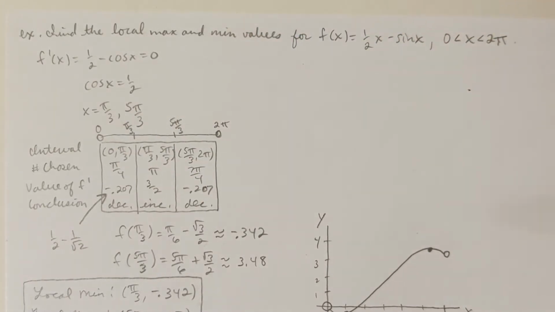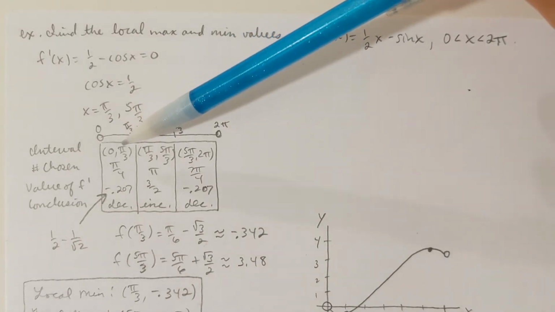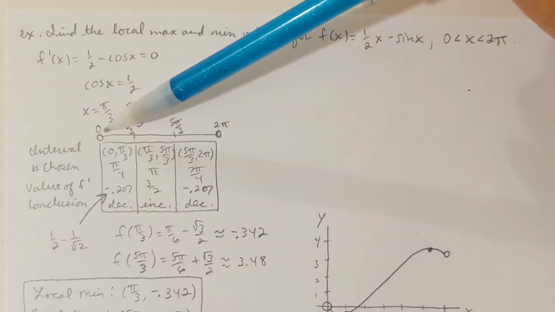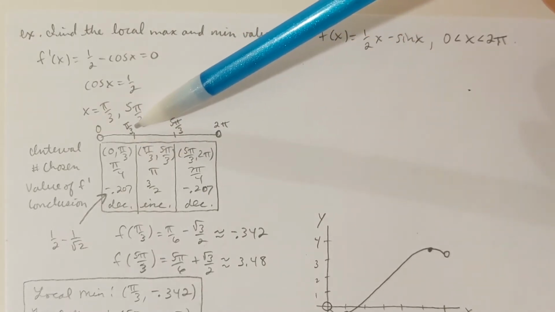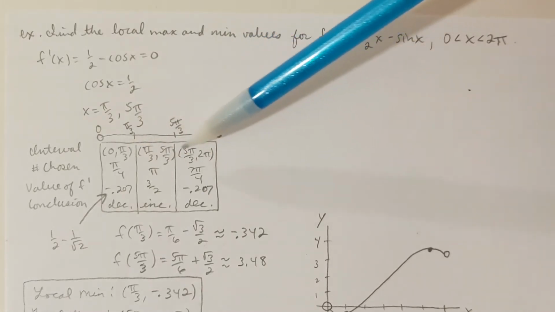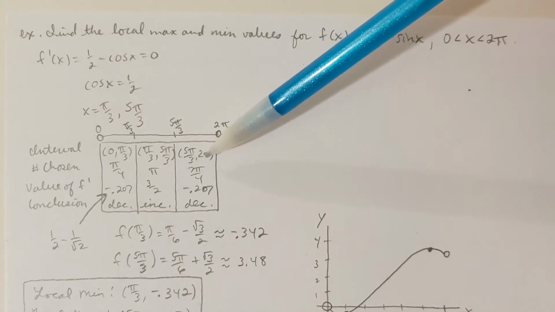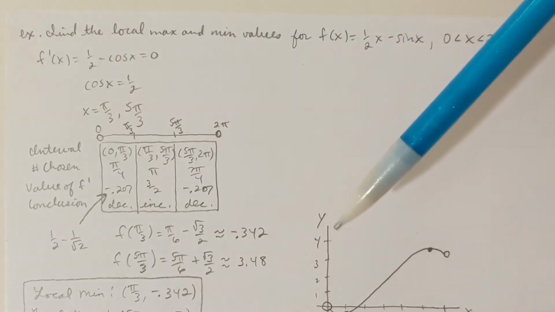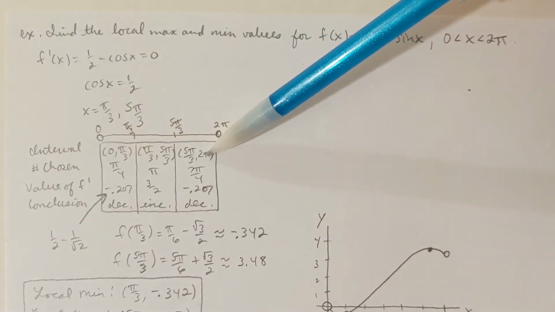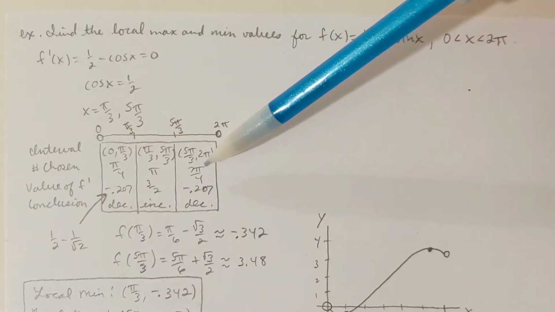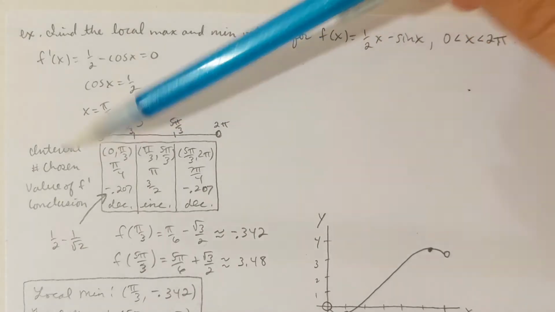All right, so my first interval is going to be representing all the numbers between 0 and pi over 3. And then the second group is going to be all the numbers that are between pi over 3 and 5 pi over 3. And then the third group is going to be all the numbers that are between 5 pi over 3 and 2 pi. We always want open intervals in the chart. Okay, no brackets. So now I'm going to choose any number I want.